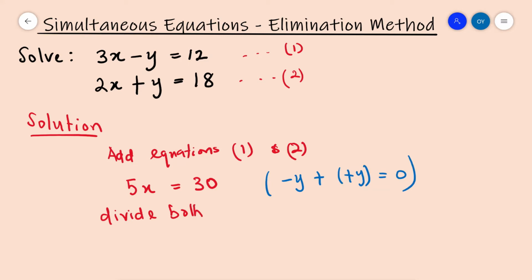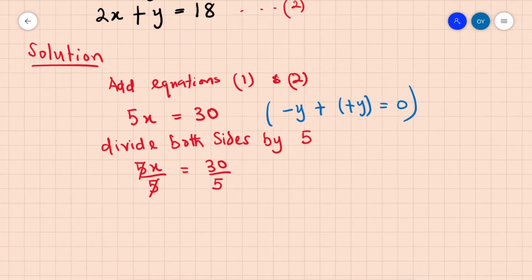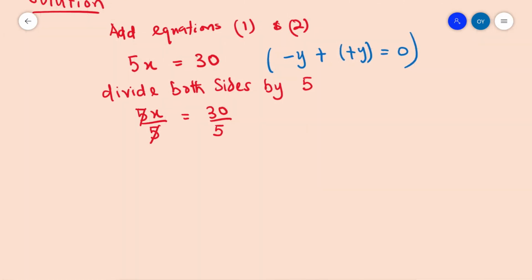So now divide both sides of this equation, 5x equals 30, by 5 to obtain x. We have 5x over 5 equal 30 over 5. 5 divided by 5, we have 1, and 30 divided by 5, we have 6. So x equals 6.